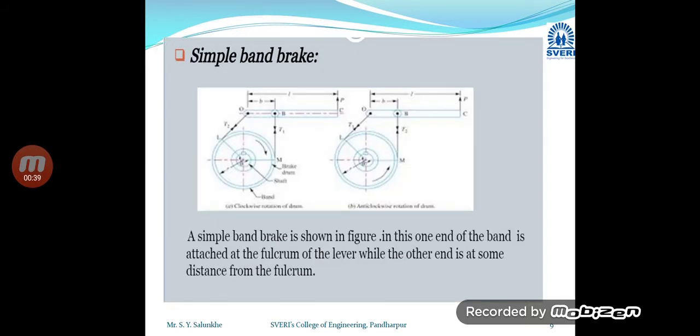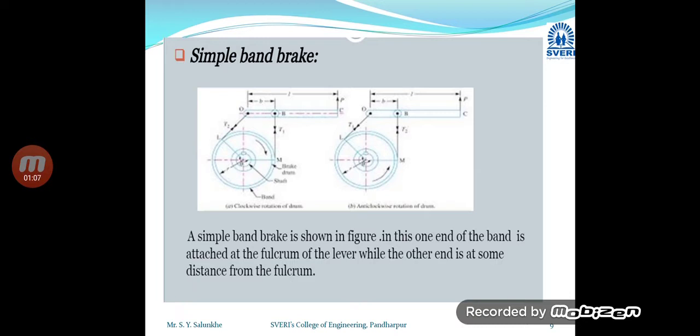First of all, we'll see the simple band brake. In the case of a simple band brake, simply one lever is used. At one end of that lever, one end of the rope or band is connected, and the second end of the band is connected to the lever, and against that, a fulcrum is used.